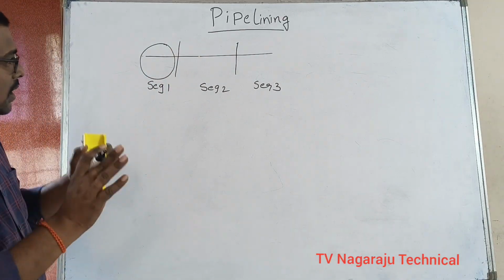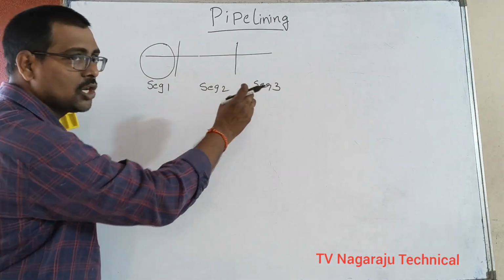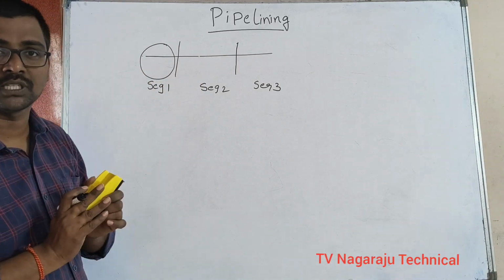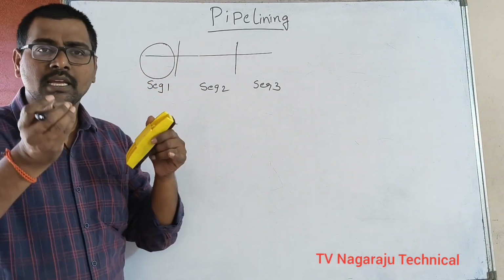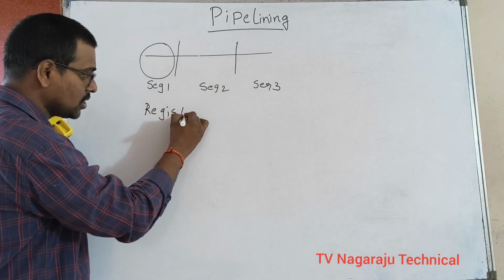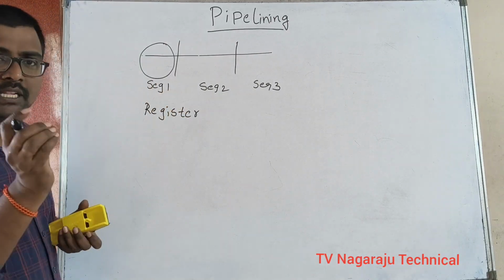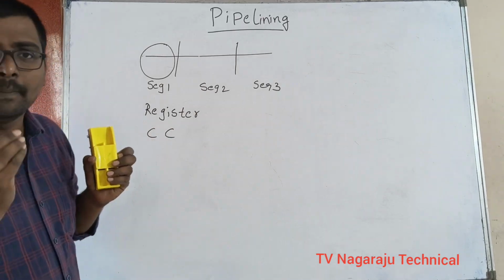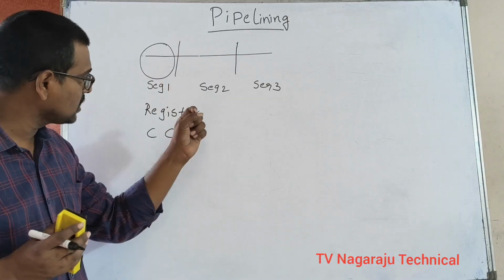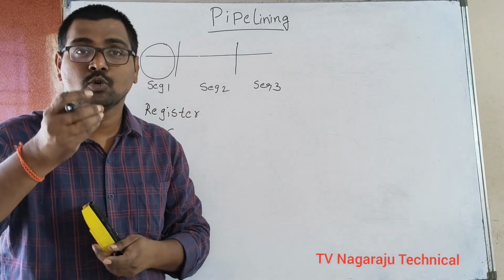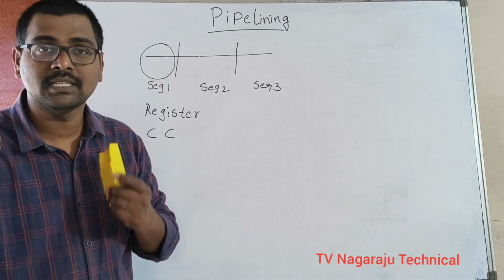In simple terms, a pipeline is a collection of segments through which the binary information flows. And each segment is associated with a register and also contains a combinational circuit. Registers are used to hold the data. The combinational circuit performs the operation in a segment.